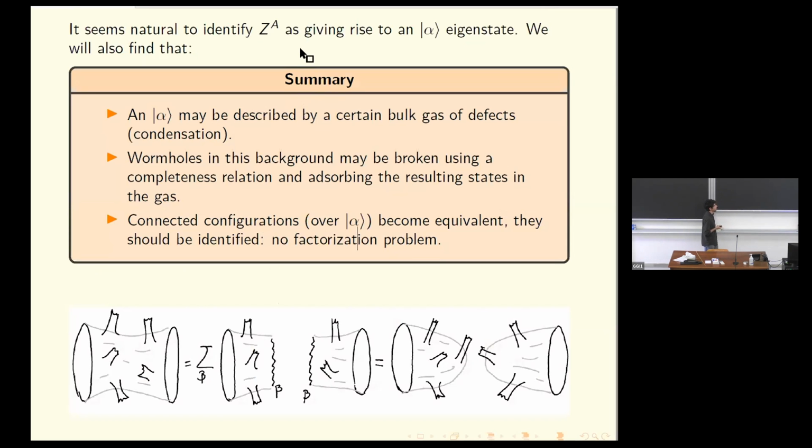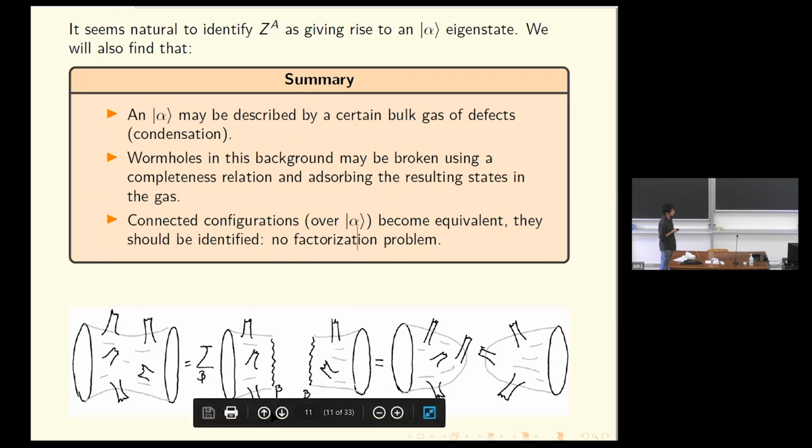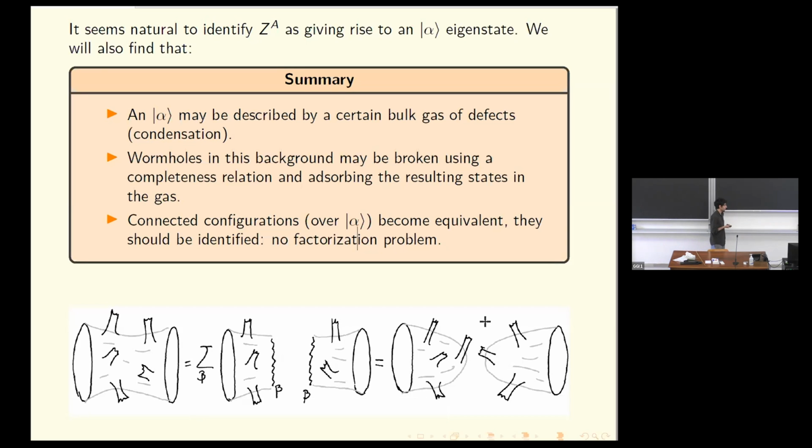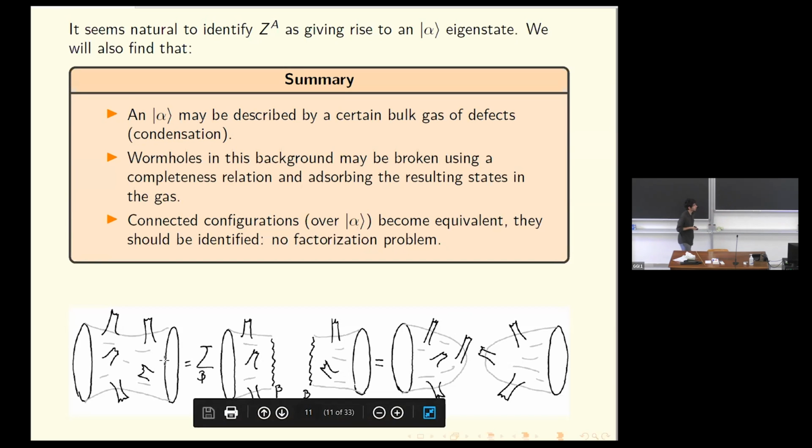Okay, here is what I said before. The summary of what we're going to say is that an alpha eigenstate, in this case, can be described by condensation of a certain class of defects, which I will make more precise. So when you have done this, this is the cartoon, these are the defects. If you try to compute a wormhole, you can cut it out and absorb this state, which is also a defect, in the geometry. And then you just get the disconnected geometry you started with, which is factorized. So in some way, these kind of wormholes are equivalent at the quantum level to a disconnected contribution. I think I should say something more, because otherwise it's a bit unclear.